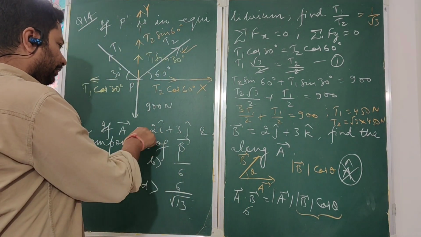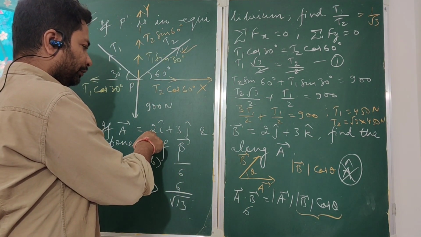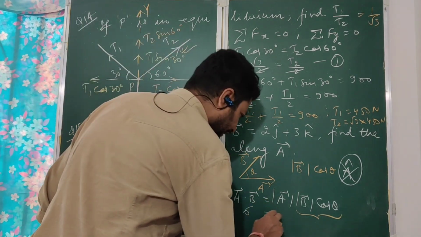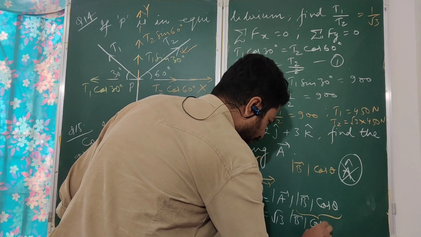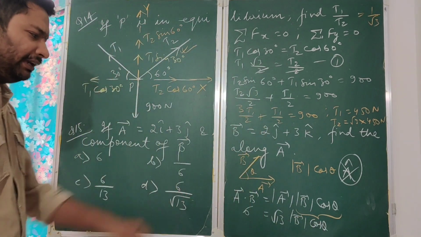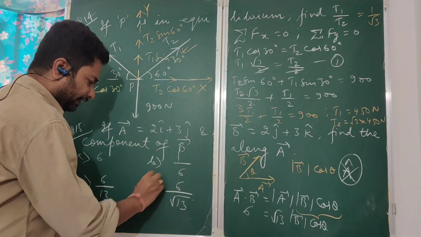And what is mod of a? Root of 4 plus 9. So root of 13 into mod of b cos theta. So what is mod of b cos theta? 6 by root of 13. So the correct answer will be this.